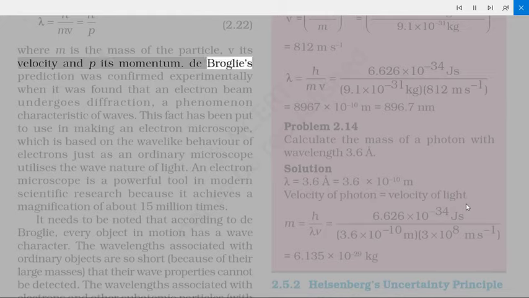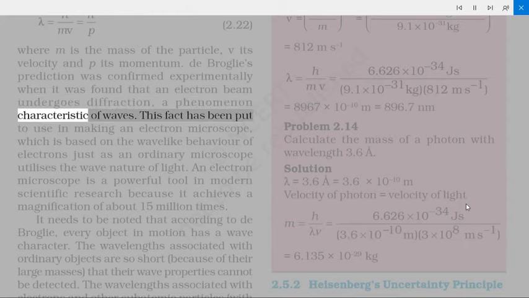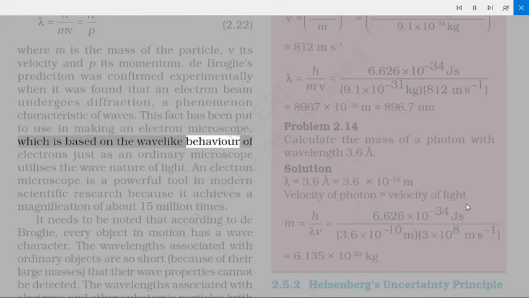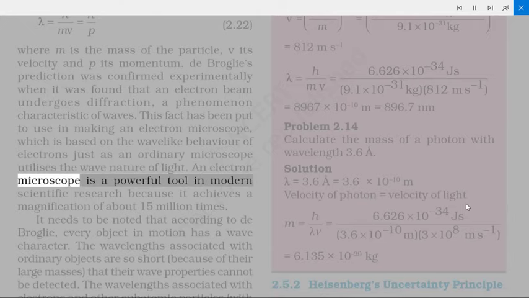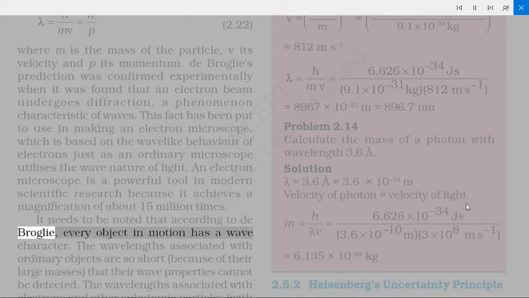De Broglie's prediction was confirmed experimentally when it was found that an electron beam undergoes diffraction, a phenomenon characteristic of waves. This fact has been put to use in making an electron microscope, which is based on the wave-like behavior of electrons, just as an ordinary microscope utilizes the wave nature of light. An electron microscope is a powerful tool in modern scientific research because it achieves a magnification of about 15 million times. It needs to be noted that according to de Broglie, every object in motion has a wave character.